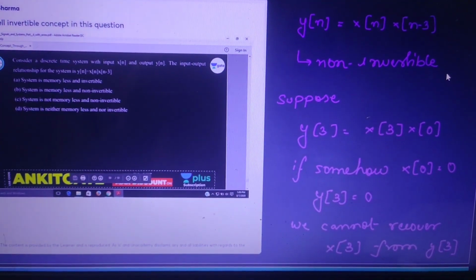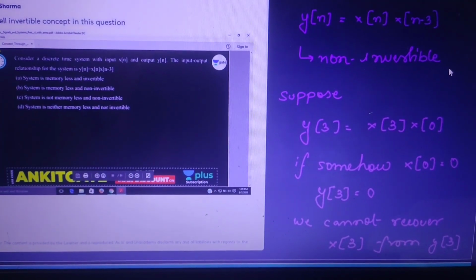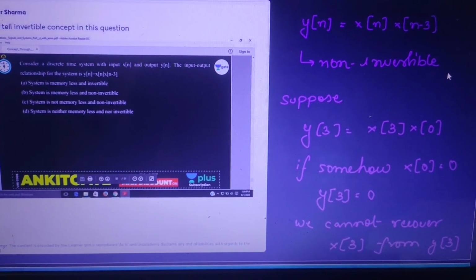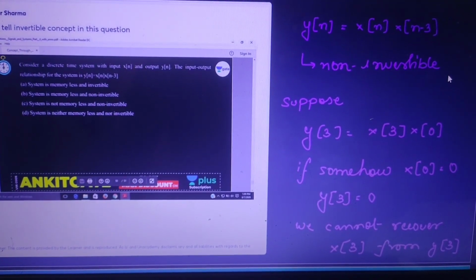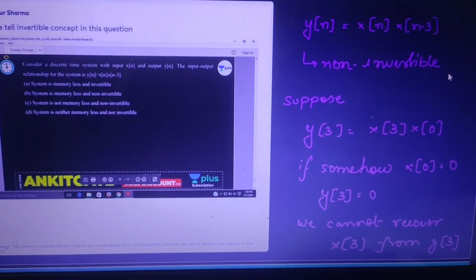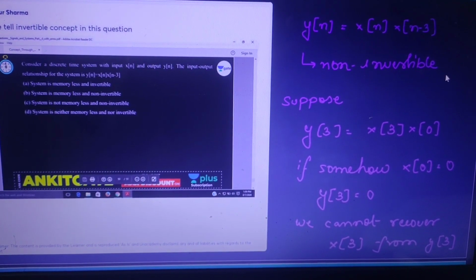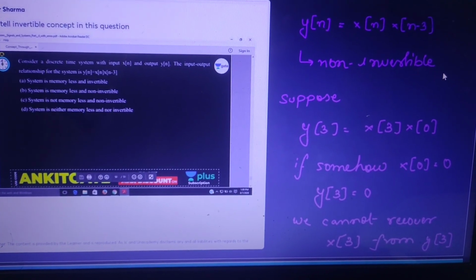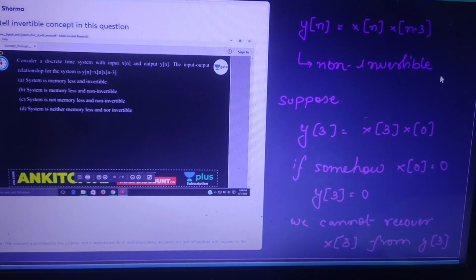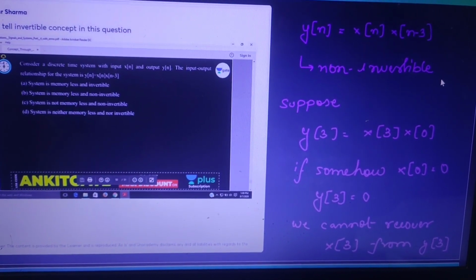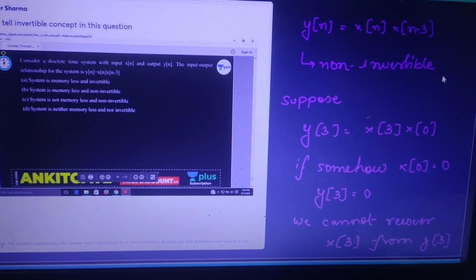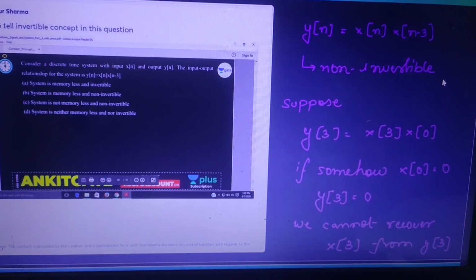How do you know it is non-invertible? Suppose you take y of 3, you will get x of 3 and x of 0. If somehow x of 0 is 0, then the product is 0, so you will get y of 3 as 0. So overall you will get the output as 0 and we cannot recover the input. If we cannot recover the input, then the system is non-invertible. We cannot recover x of 3 from y of 3, so it is non-invertible.